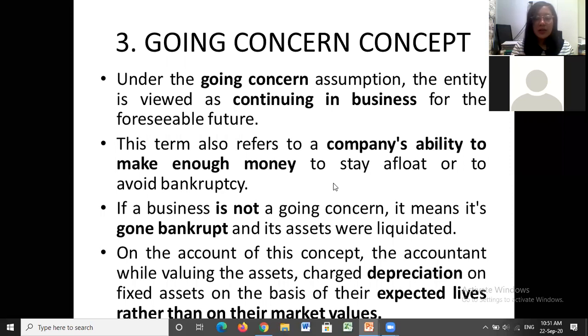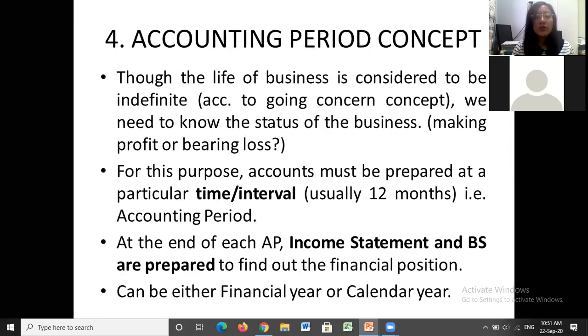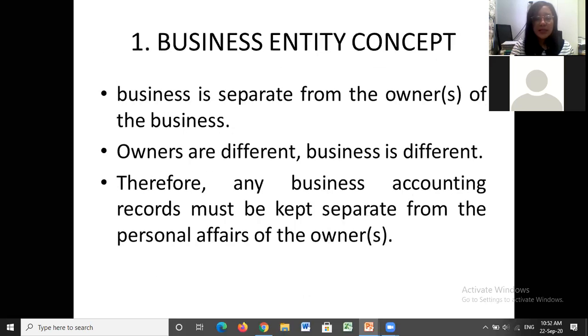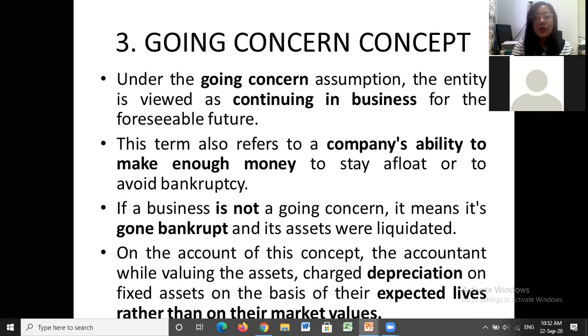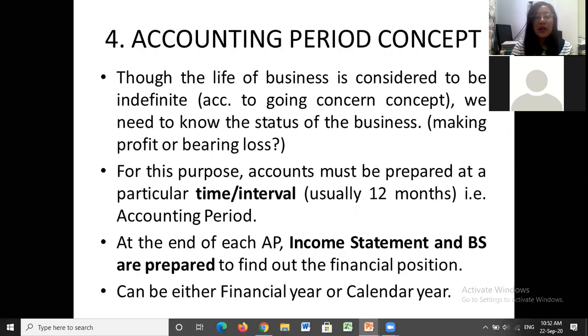Okay, that is about going concern concept. So next we will move on to accounting period concept. So we have done business entity concept. Business entity concept says that a business is separate from the owner. Dual aspect concept says that the two aspects of transactions must be recorded. Going concern concept assumes that the business will be continuing for the foreseeable future. Next one is accounting period concept.